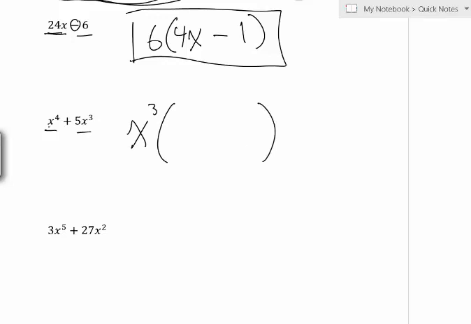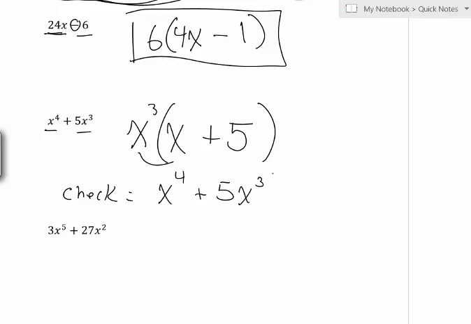So if I had an x to the fourth and I took away 3 of them, I'm left with an x still left over. And I have a 5x to the third here. If I took away that x to the third, the only thing I'm left with is the number 5. Again, if I want to check my answer, I'm going to go ahead and distribute. So x to the third times x is x to the fourth. x to the third times 5 is 5x to the third, right?